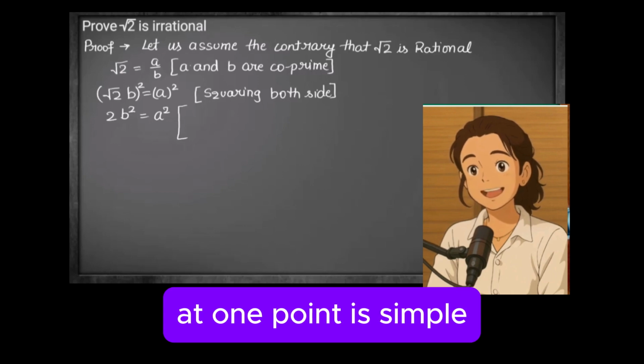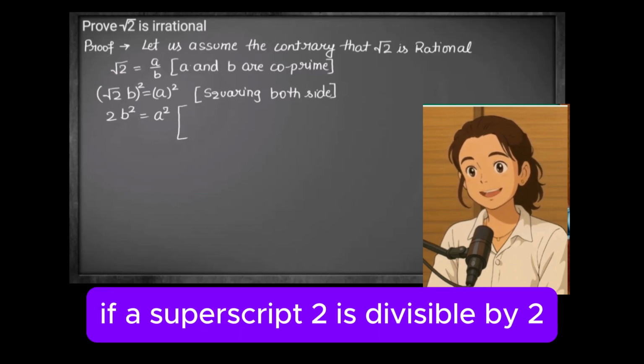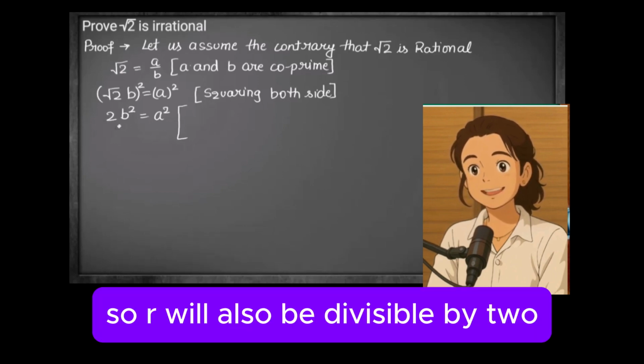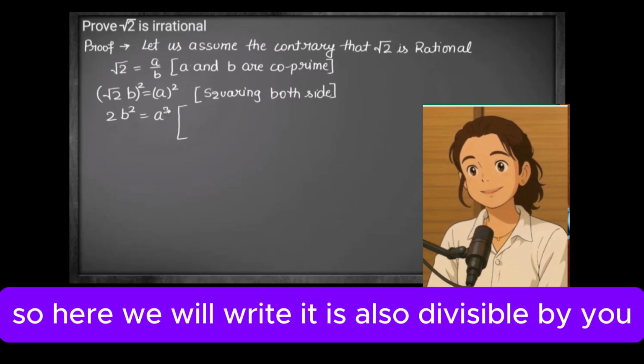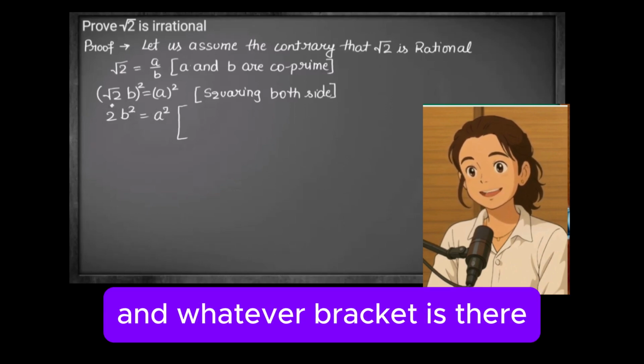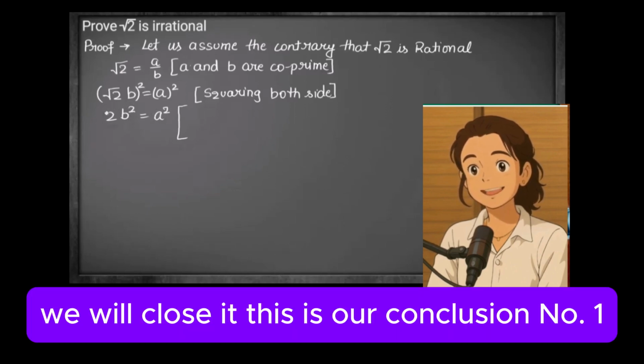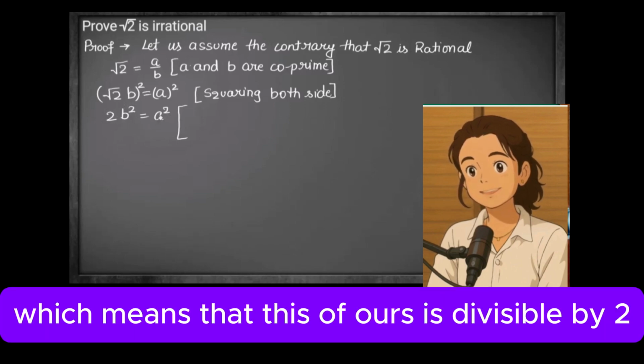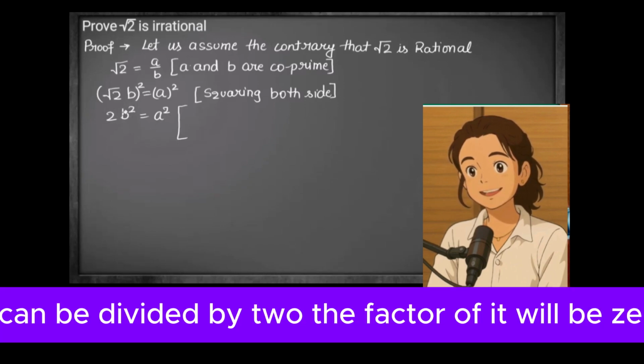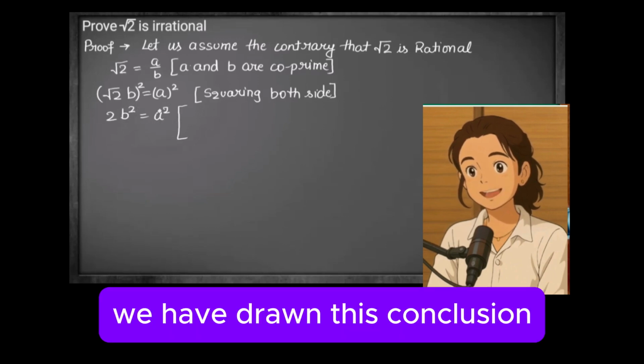And one point is simple. If a squared is divisible by 2, then a will also be divisible by 2. So here we will write it is also divisible by 2, and whatever bracket is there, we will close it. This is our conclusion number 1. Which means that a is divisible by 2. It can be divided by 2. 2 is a factor of a. We have drawn this conclusion.